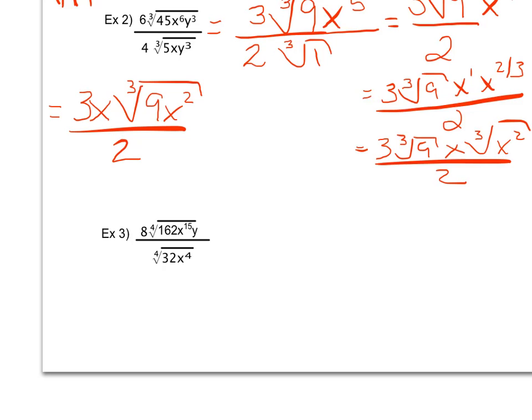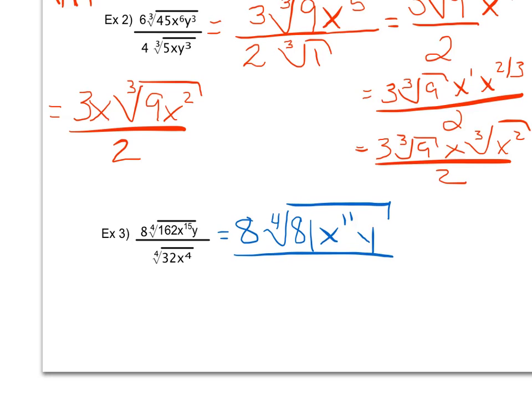I can, however, simplify the 162 and the 32, and I know that they can both be divided by 2, giving me the 4th root of 81. I know x to the 15th over x to the 4th will reduce. 15 minus 4 is 11, to be x to the 11th. There is nothing to reduce the y with, so the y is just going to stay. So on the bottom, I reduced the 162 by 2, which means I also had to reduce the 32 by 2, leaving me with 16. Remember that when I reduced x to the 15th and x to the 4th, 4 x's canceled, leaving me with no x's on the bottom.